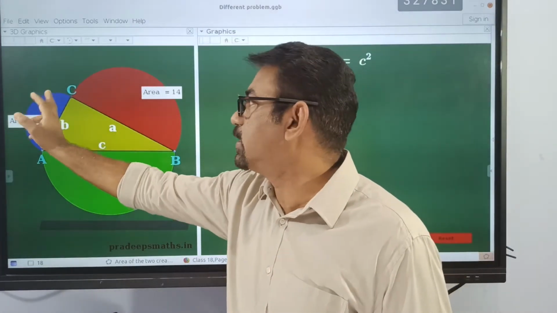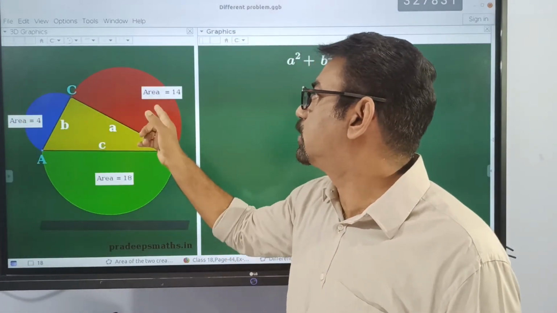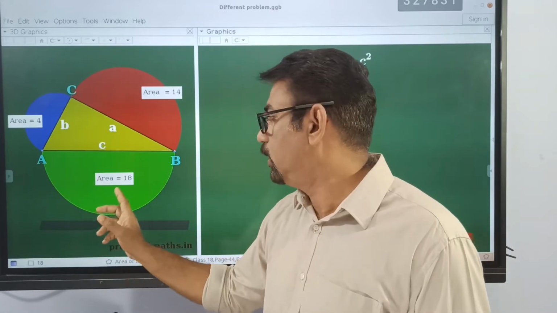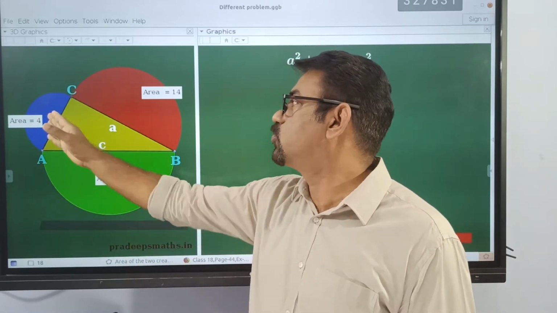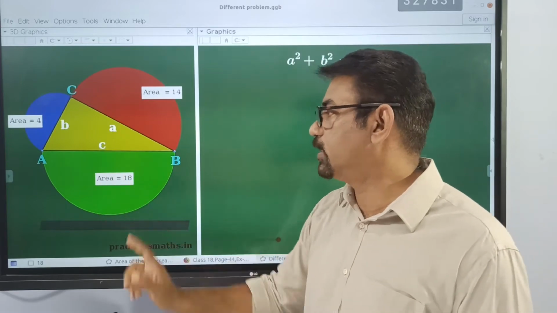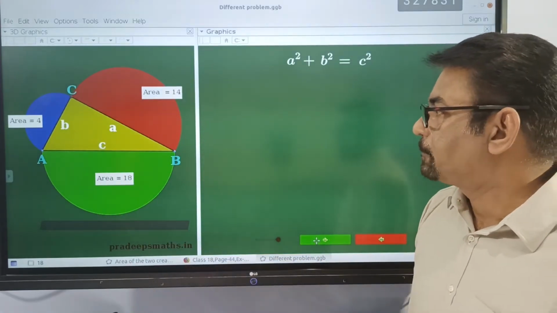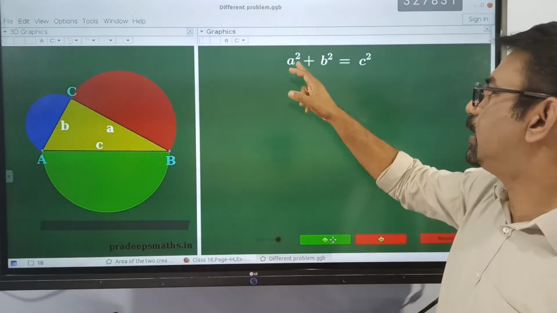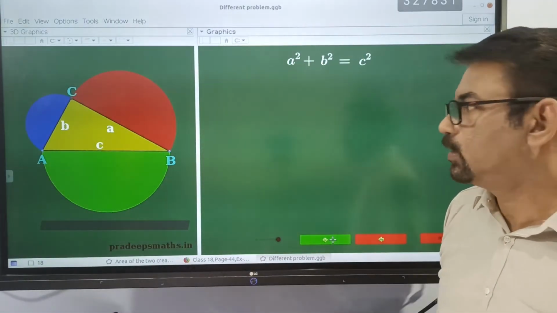The area of this semicircle is 4, that of this semicircle is 14, and the area of this green semicircle is 18. That means the sum of these two areas is equal to the area of this one. So this is what Pythagoras said long before, that is A square plus B square is equal to C square.